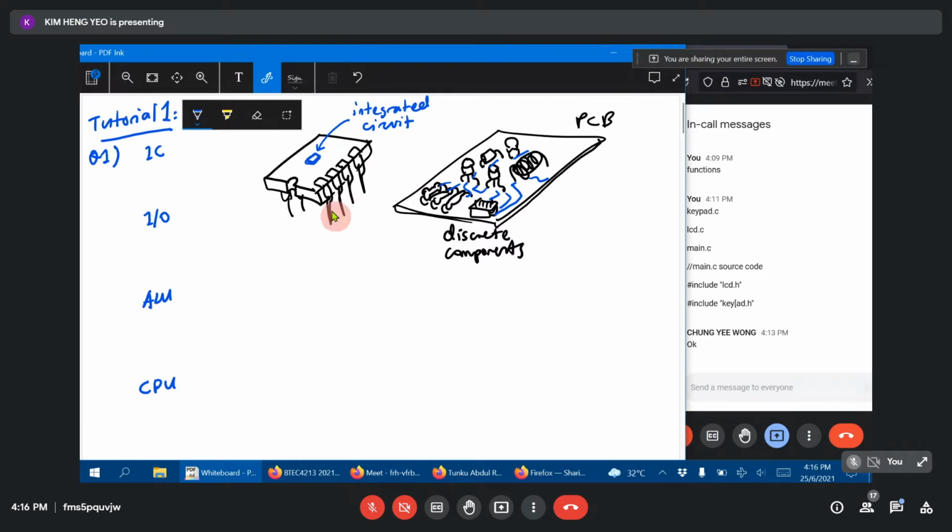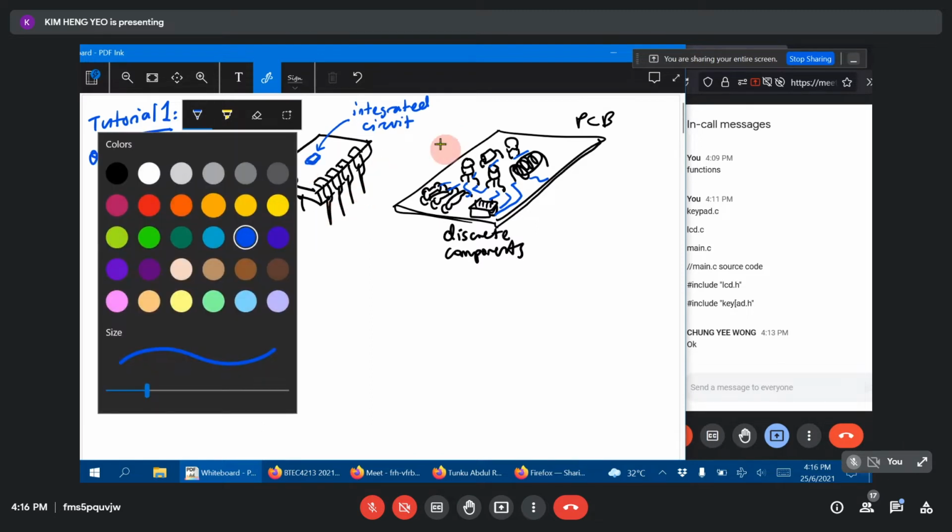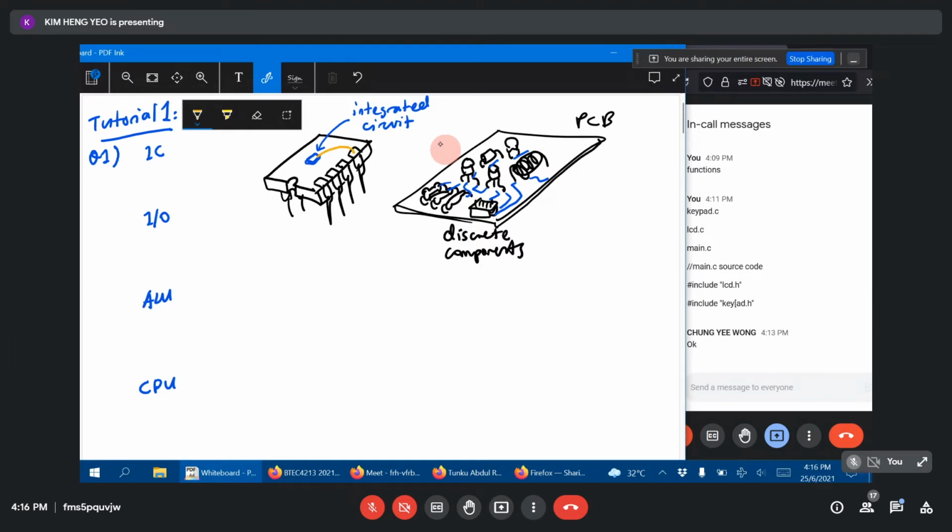So these are your I/O pins, and your integrated circuit connects to the I/O pins using gold wire, very common. Using gold wires, it connects like this, and the other side also. So you have that, and then it connects. Okay, so this is an integrated circuit.